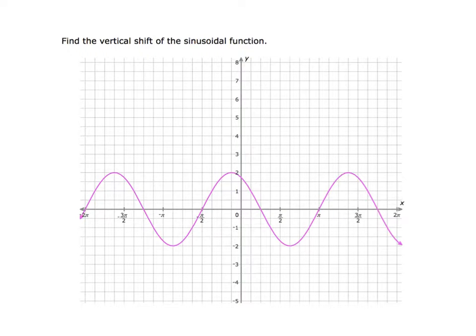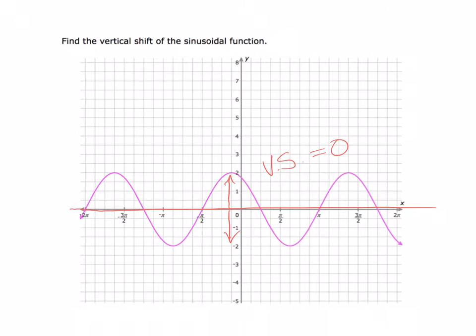On the next one, you want vertical shift. How much do we shift off of the x-axis? How much do we move up and down? Now the standard sinusoidal function just goes nowhere off of the x-axis. It just stays right through the x-axis. The center of it is at 0, and this one doesn't shift at all. This one is just right through the middle, so the middle of it is at 0, so we say the vertical shift of this one is 0.